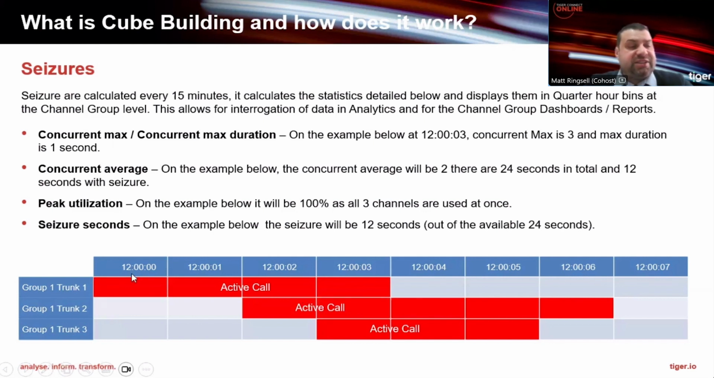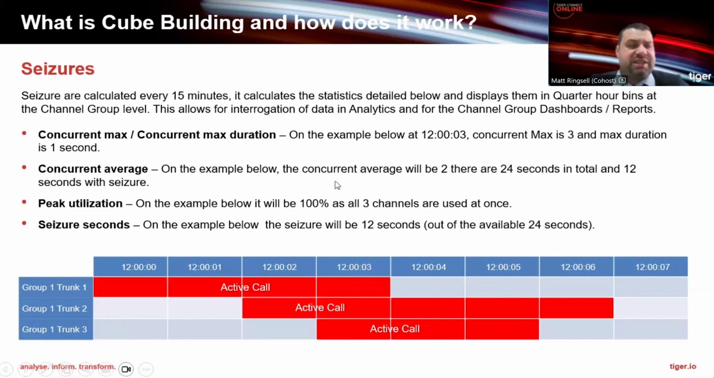And the seizure seconds, when we look at this as well, is if we take this grid as a whole, how many of these individual grids are filled in with a red color. So in this example below, there are 12. So there were 12 seconds out of the available 24 seconds, or 24 grids here, that were seized. Okay, so it's just an explanation before we go on and look at Prism.